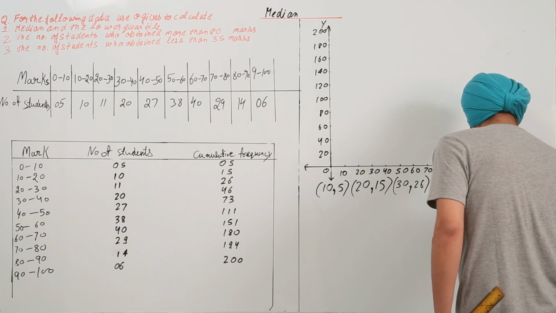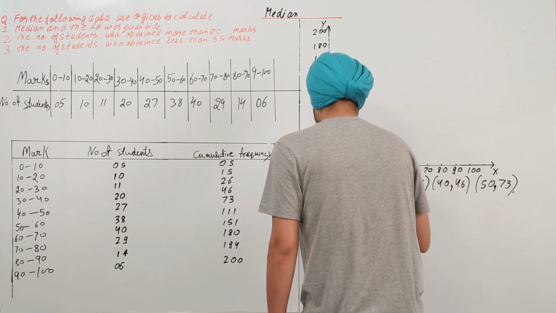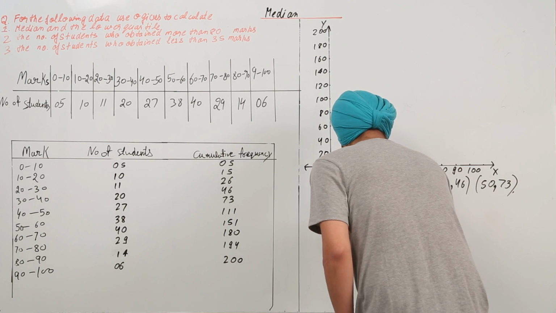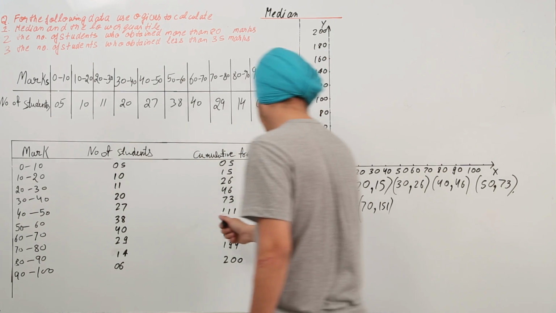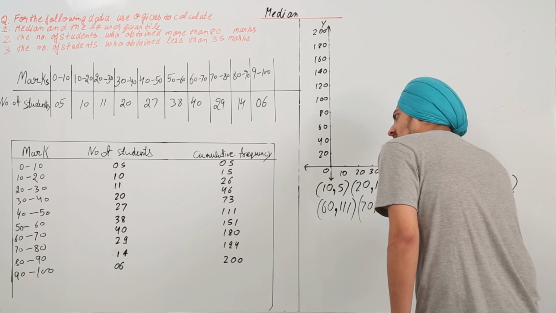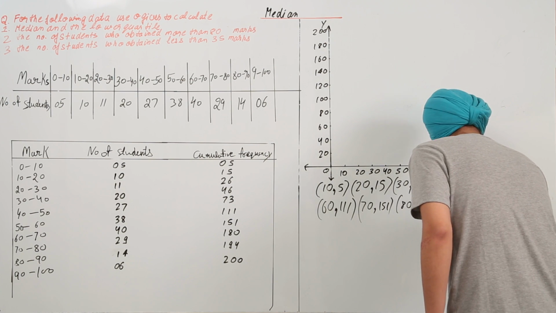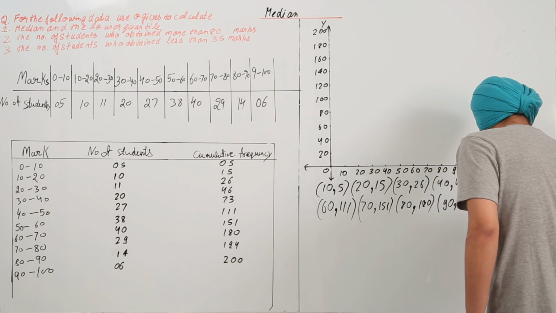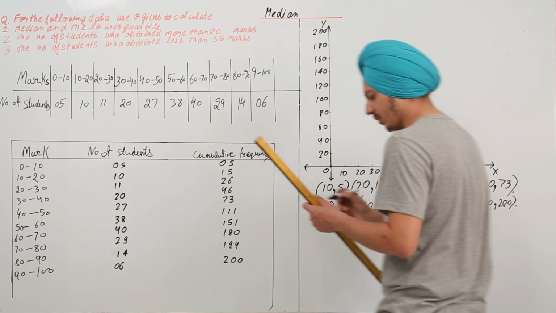The fifth is 50, 73, right? And then there is 60, 111. Then there is 70, 151. 70, 151, right? Then there is 80, 180. Okay, then there is 90, 194, and then there is 100, 200, right? This is how it is, right?